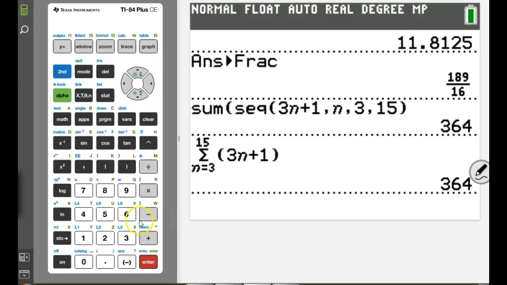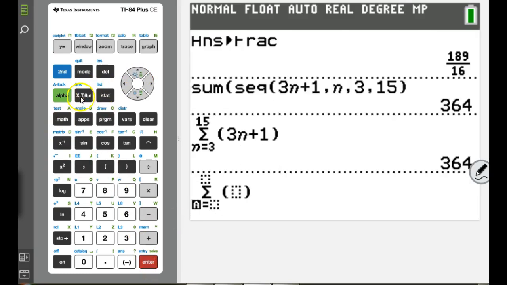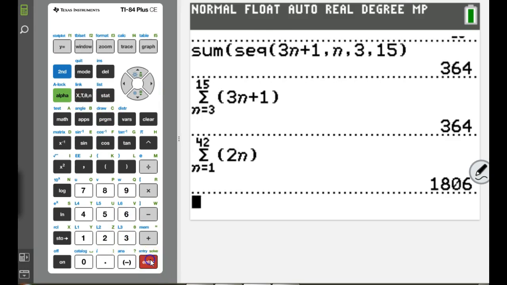Okay, on the calculator, it's under math. If you want to use the summation symbol. And it was 1 through 42. Is that right, guys? And the formula was 2n. 1806.